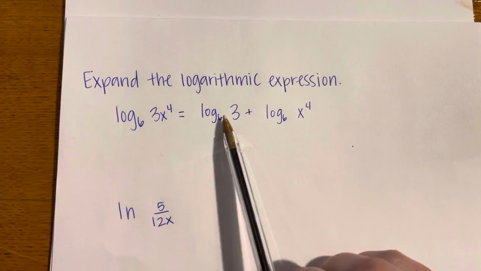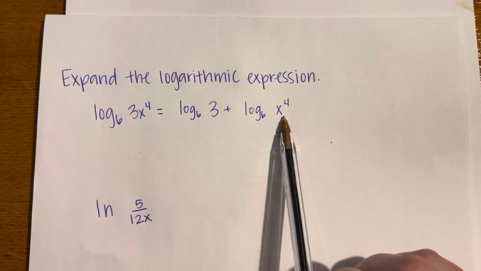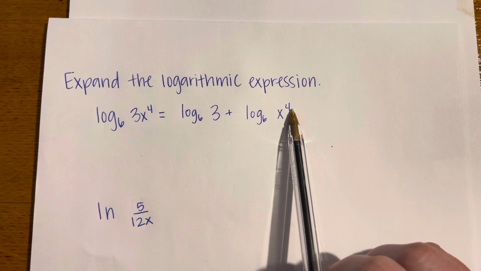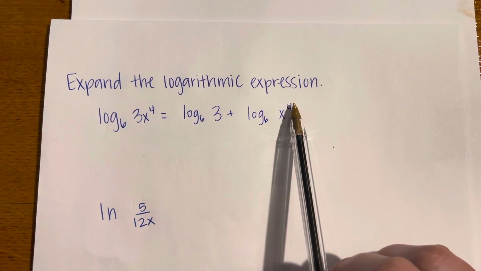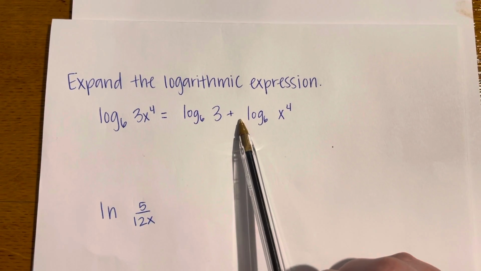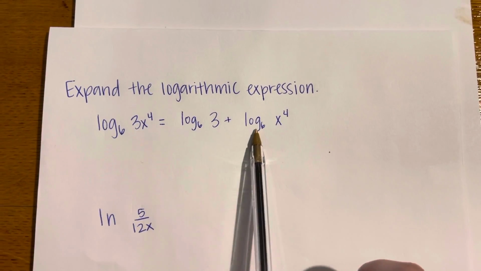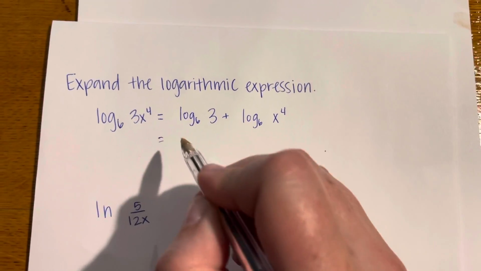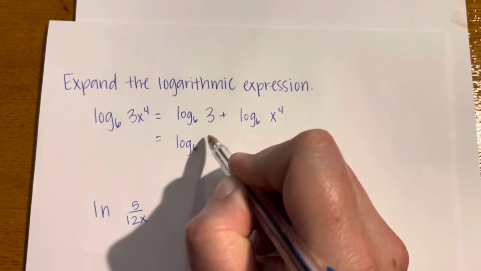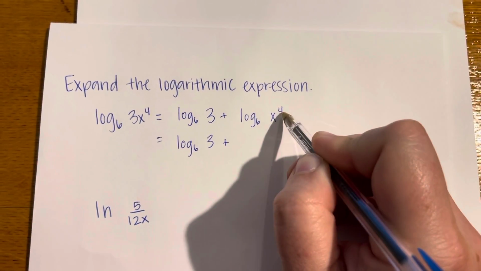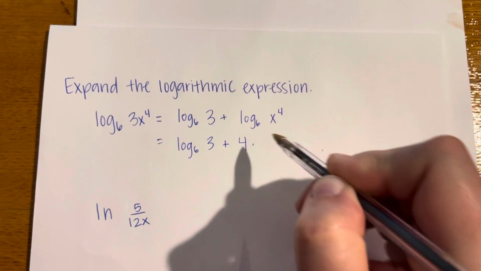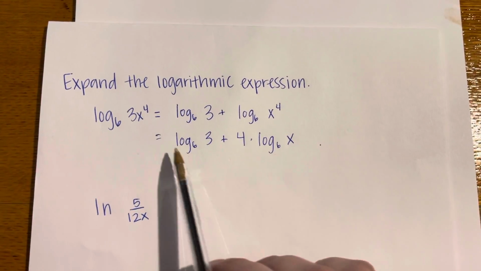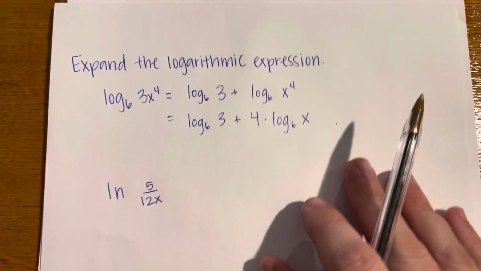Okay, it's not fully expanded. This one is here, but over here, I still can use the power property because I have x to the 4th. You're going to take your exponent and you bring it out front. Not out front of this one, just this one, because this is the one that it goes to, and then you'll keep your x here. So this would look like log base 6 of 3 plus 4, remember bringing your exponent out, times log base 6 of x. And now this is fully expanded here.